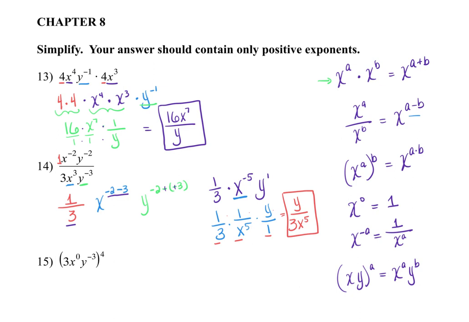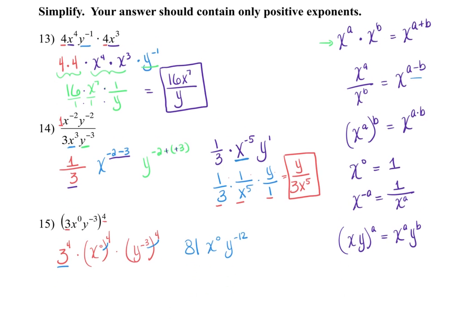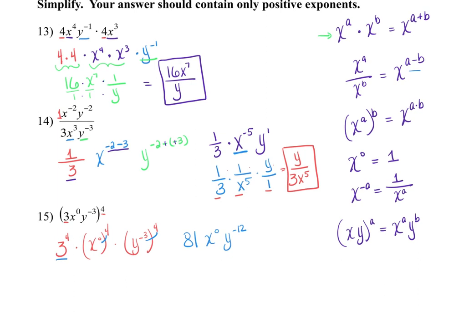The last one here is a group, so we're going to take everything in the group to the power of 4. So I have 3, and I'm going to take that to the 4th power. I have x to the 0 to the 4th power. And then I have y to the negative 3rd to the 4th power. 3 to the 4th power, I can actually multiply that out. That's 3 times 3 times 3 times 3. And that's going to give me an 81. For these, I multiply 0 times 4, that is 0. Negative 3 times 4, that is negative 12.